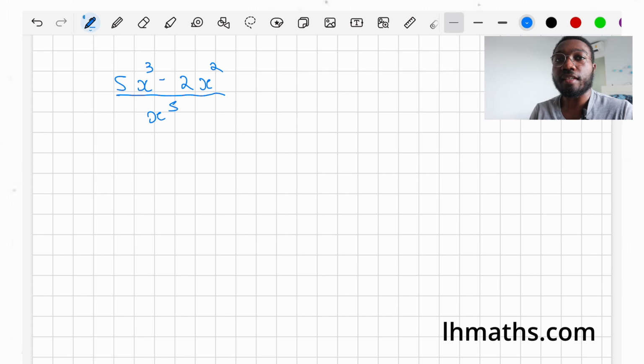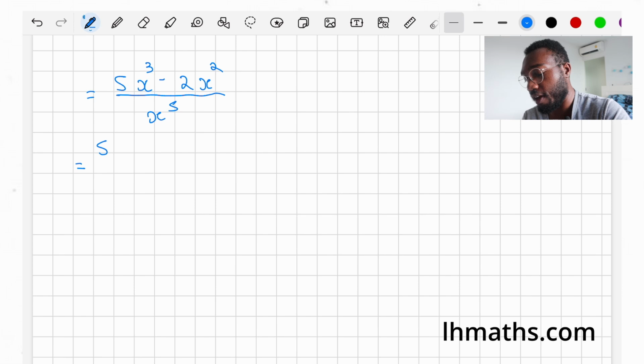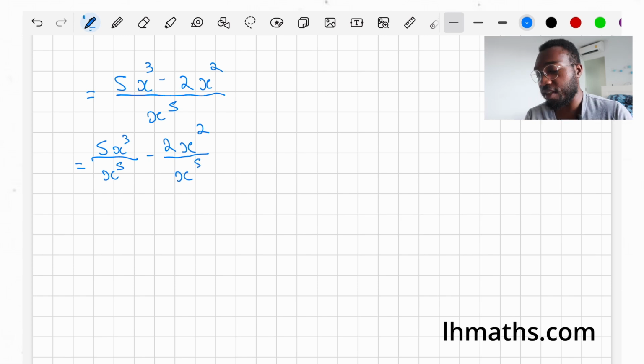Okay, how about something like this? We have 5x to the power of 3 minus 2x squared, all divided by x to the power of 5, and we need to simplify this down. So for this type of question, the first thing I would do is break up the fraction into two separate fractions. So we get 5x to the power of 3 over x to the 5, minus 2x squared, and that is also divided by x to the 5. And now this looks a bit better. Now we can simplify this down.